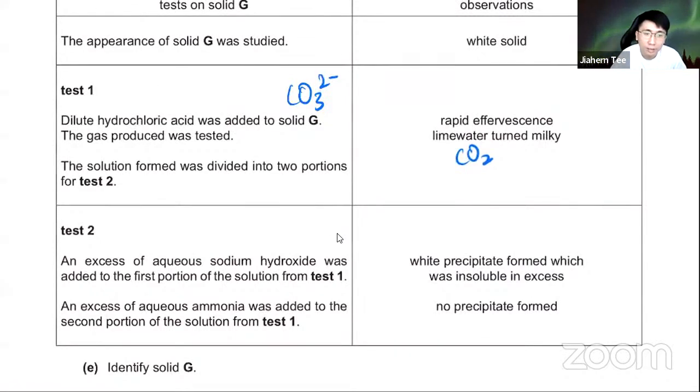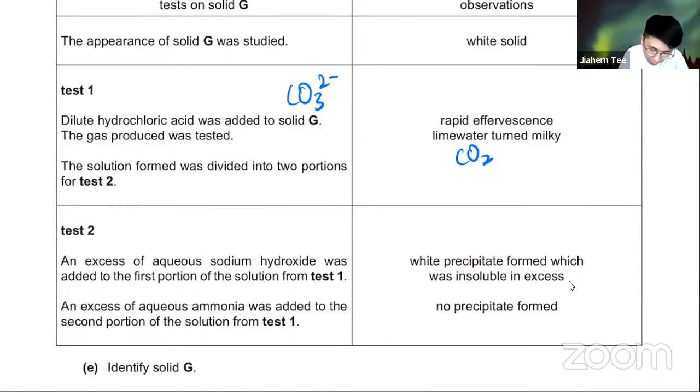Okay, then that decides your anion. So now we're going to find out your cation. Let's say for here, test 2, an excess of aqueous sodium hydroxide added to the first portion, a white precipitate formed which was insoluble in excess.